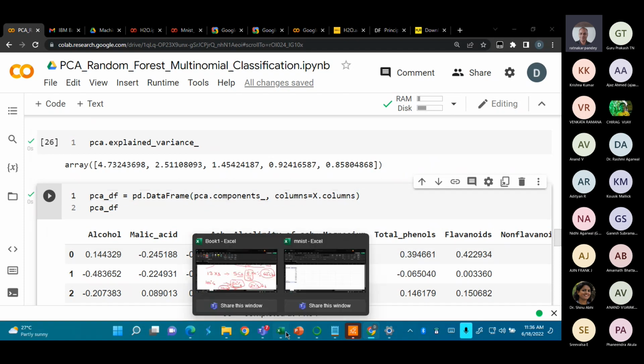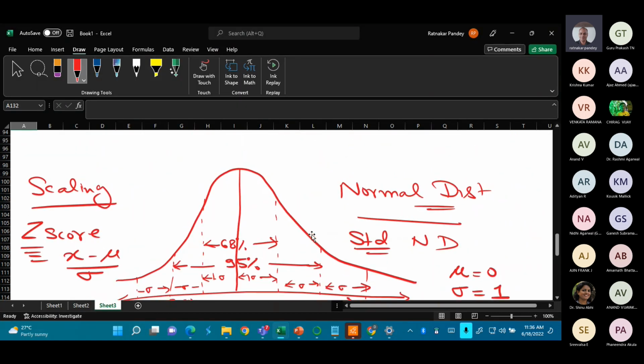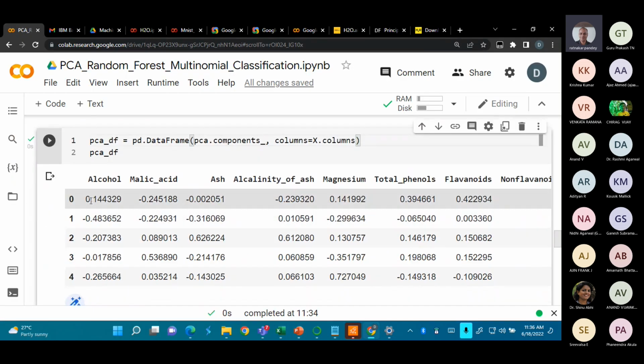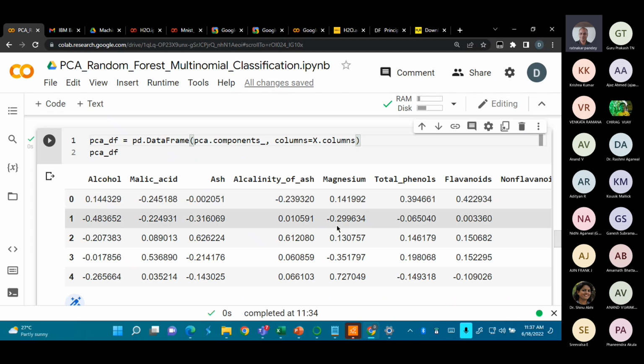If I just take a moment, sorry to jump back and forth, I explained that PCAs are nothing but alpha 1 x1, alpha 2 x2, alpha 3 x3, a linear combination of your original variables. PCA estimates what these alpha 1, alpha 2, beta 1, beta 2, gamma 1, gamma 2 values are. These are what have been spit out. So principal component 1 is 0.44 times alcohol minus 0.24 times malic acid minus 0.002 times ash and so on, right? That's the linear combination we spoke about. Completely not necessary, but this is just for your understanding, so you know what those components are. When you're fitting the PCA, it's not a necessary step.